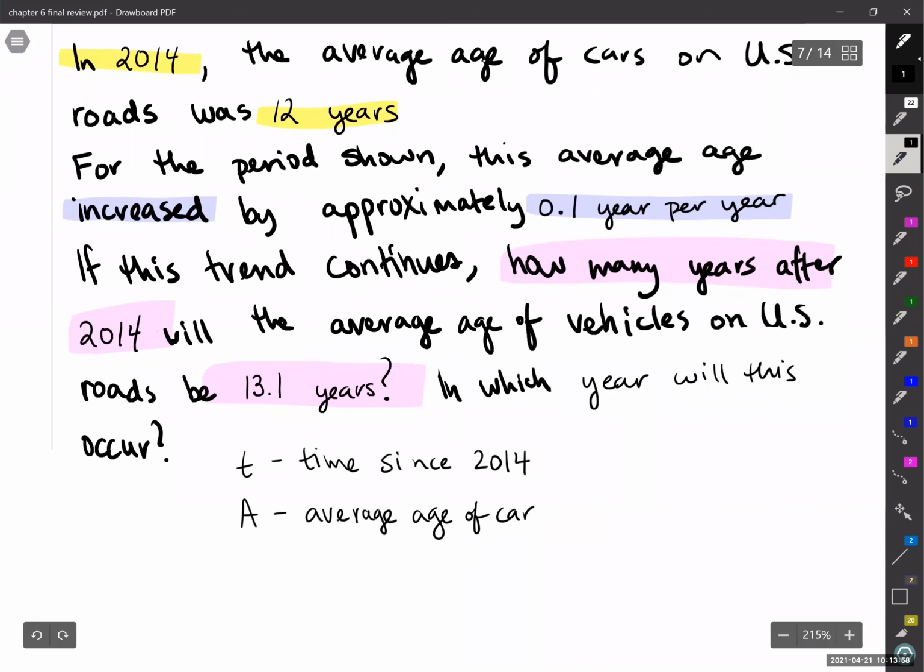Now that I have these variables, I can express the relationship. For this problem, we've got a starting point, and then we've got a yearly growth. That makes us think of a linear equation. So the age is equal to this yearly growth, 0.1 times however many years passes, plus the starting point of 12.